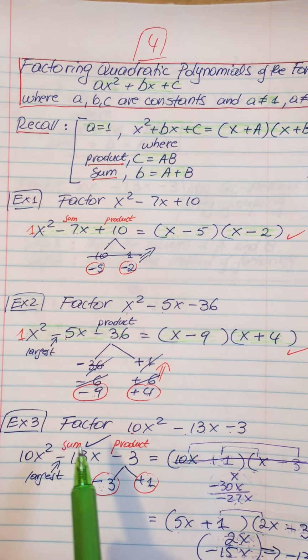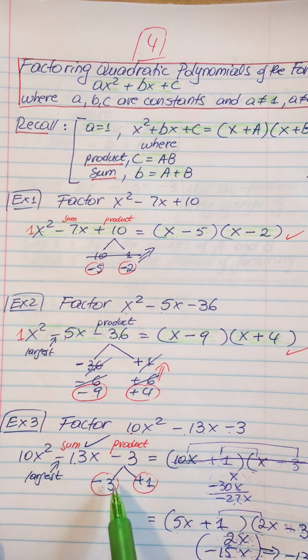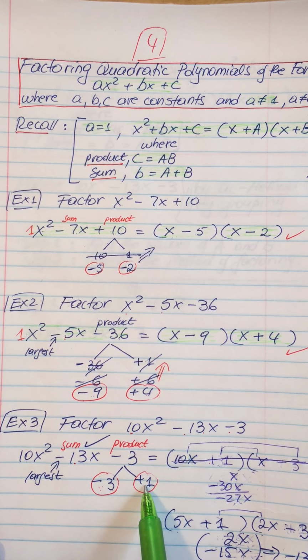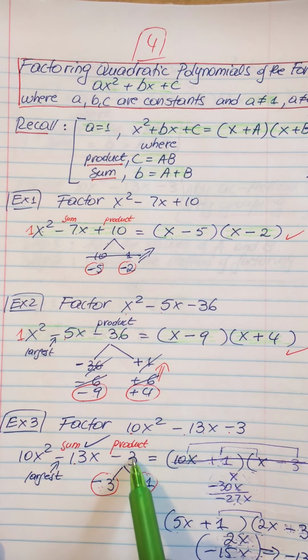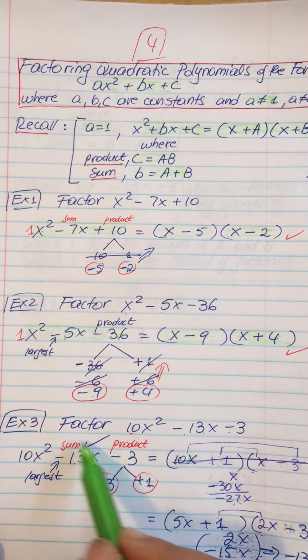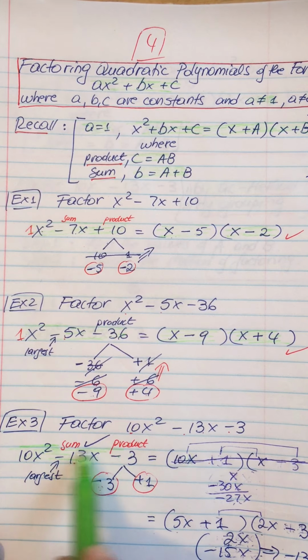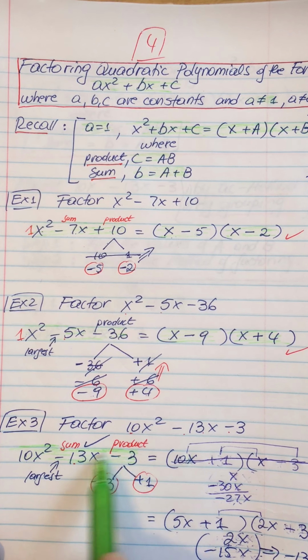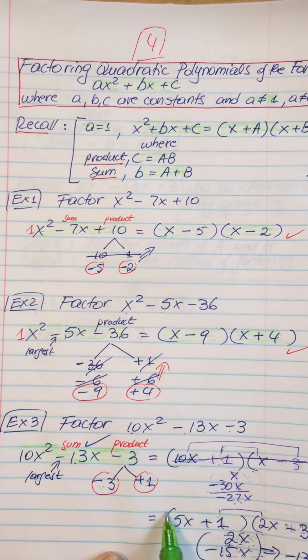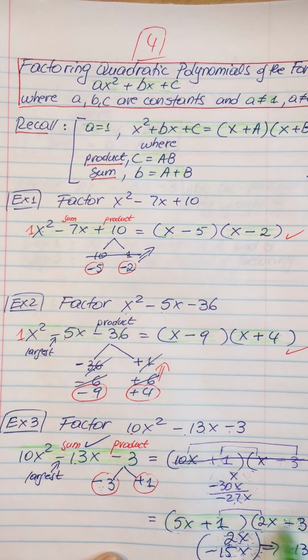In other words, this is called trial and check method, but it takes a little time, but we did it. Since negative 3 and 1 satisfy the product negative 3, which is the constant of the trinomial, and their sum gave us the middle term, then we say that we factor 10x squared minus 13x minus 3 into two binomials, 5x plus 1 and 2x minus 3.